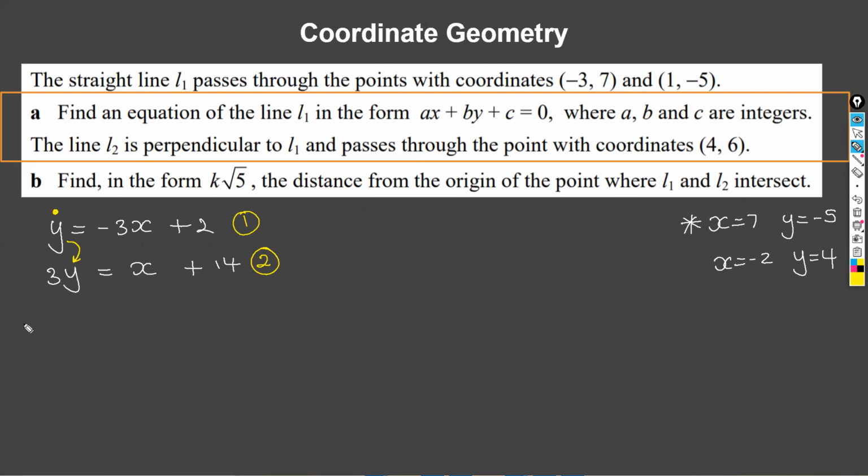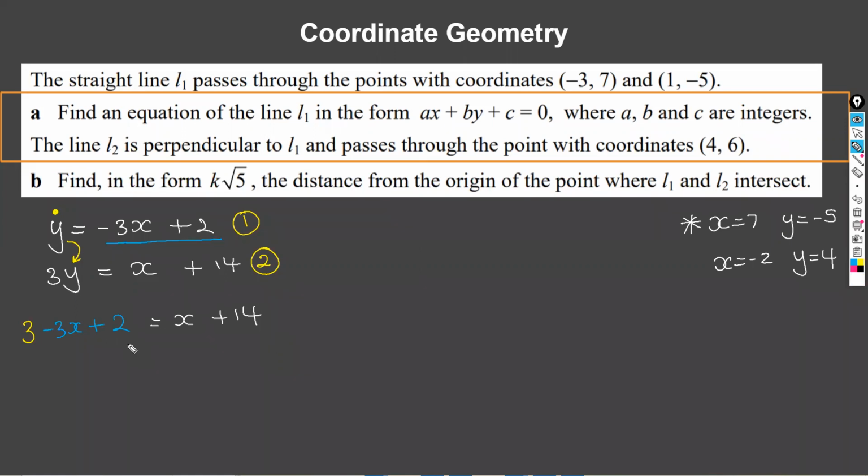So when we go to equation 2, we're going to throw away this y, and I'm going to do something wrong. I want you all to tell me what I did wrong. Throw away this y and replace it with what? Minus 3x plus 2. And then I'm going to write back the rest of the equation is equal to x plus 14. Who can tell me what I did wrong there?